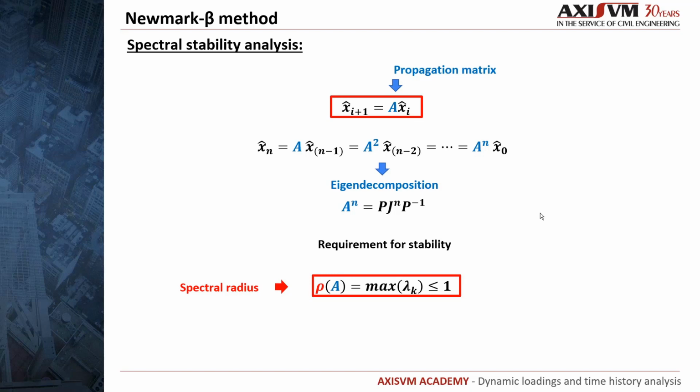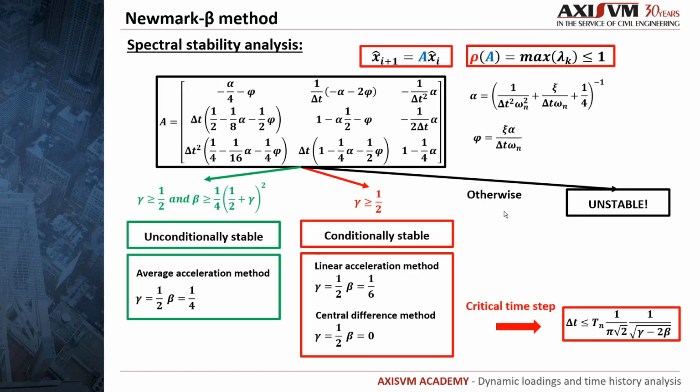The propagation matrix of damped systems under free vibration looks like this for the Newmark-Beta method. It can be shown that all variants of the Newmark-Beta methods are unconditionally stable if the criteria on the left side are fulfilled. If only the first criterion is satisfied, we get a conditionally stable method, where the time step should be chosen carefully and should be under the critical time step to avoid instability. If the gamma and beta parameters are chosen freely and they do not meet the first two requirements, the method can become unstable, leading to false results.